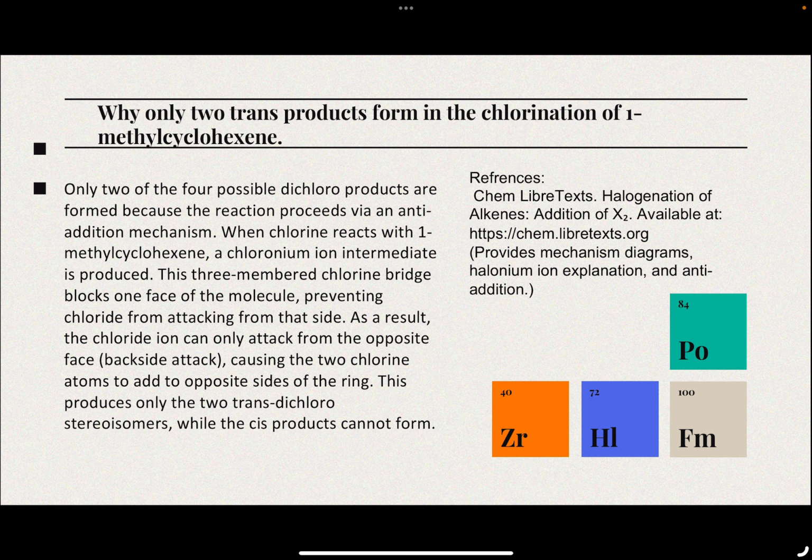As a result, the chloride ion can only attack from the opposite face, which is the backside attack, causing the 2 chlorine atoms to add to opposite sides of the ring. This produces only the 2 trans-dichloro stereoisomers, while the cis products cannot form.